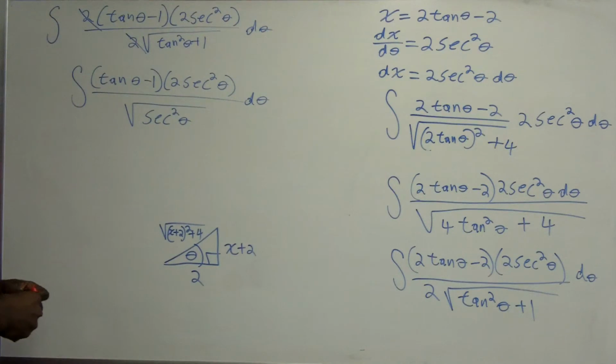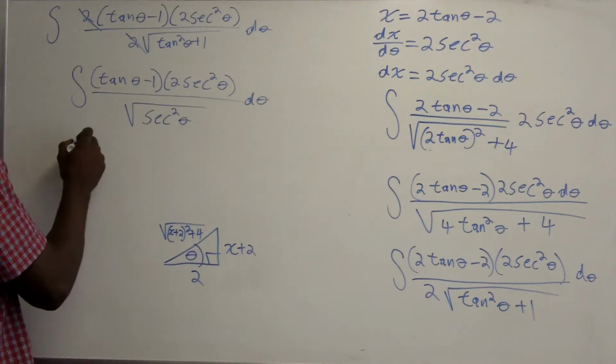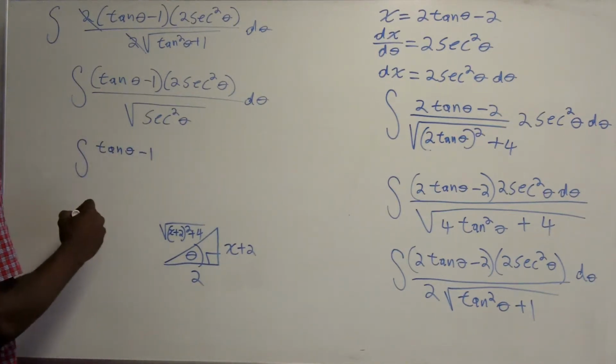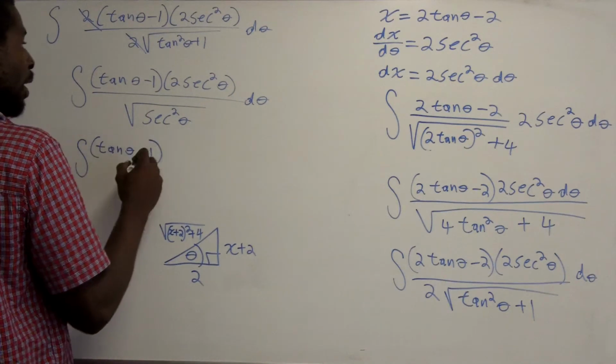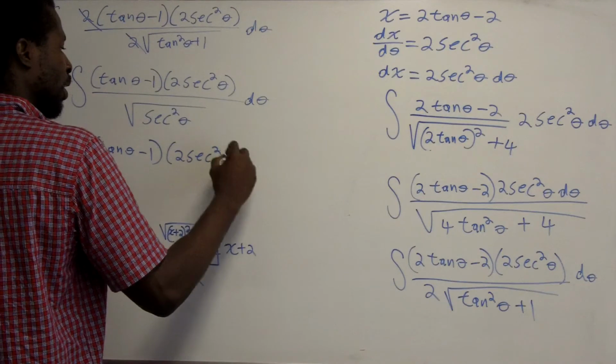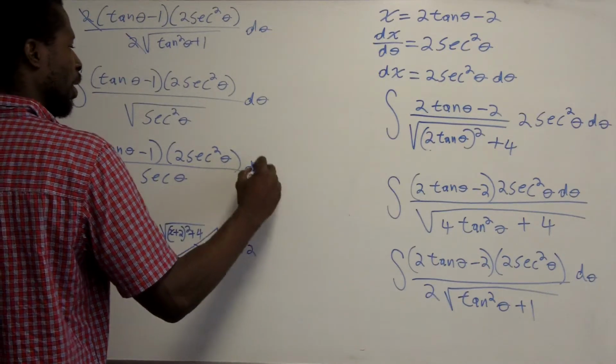So I have all of this. And let me see. Well, the square root of the secant squared is just a secant. So I get the tangent of theta minus 1 times 2 secant squared of theta over the secant of theta d theta.